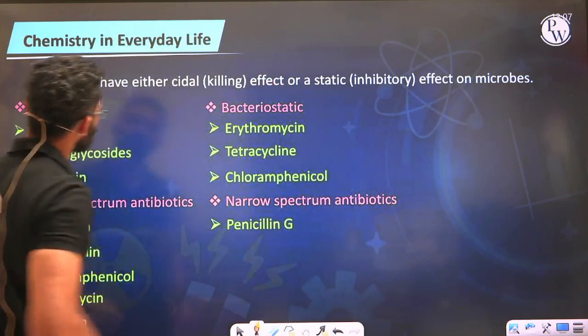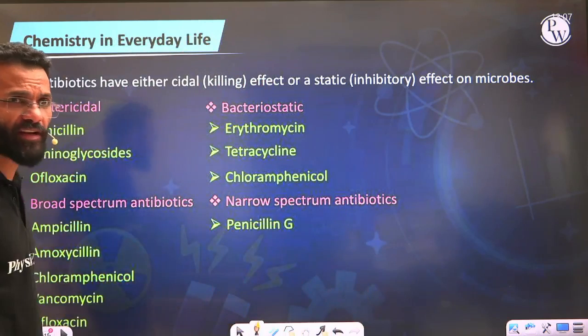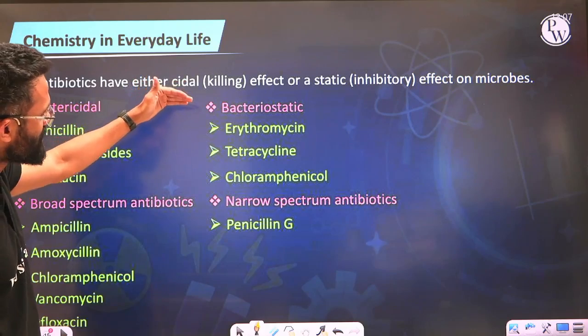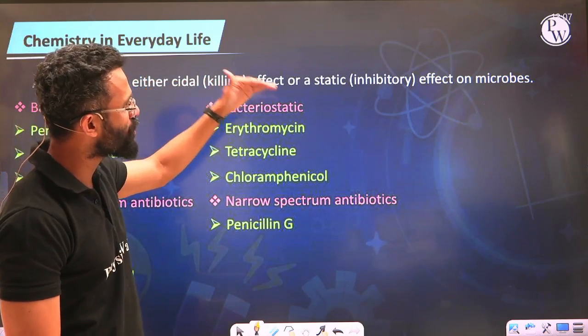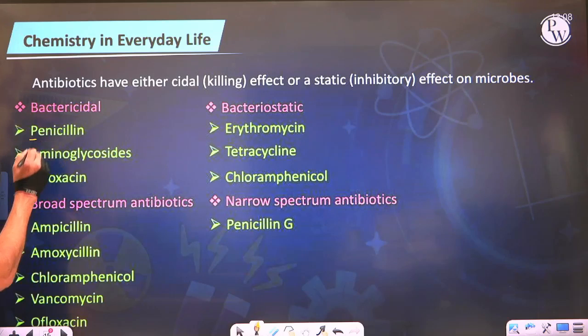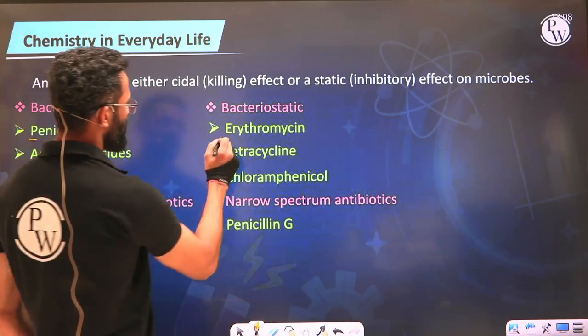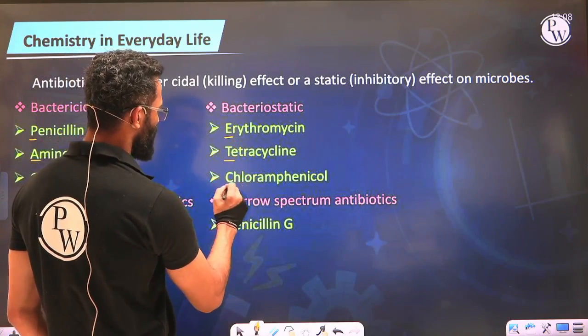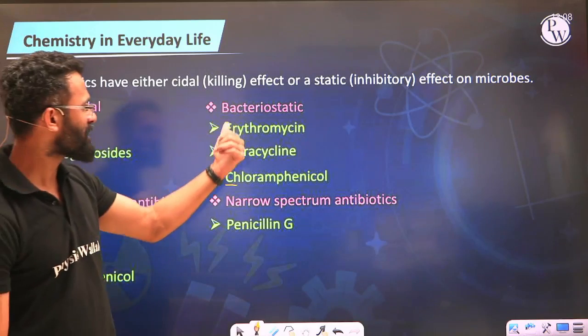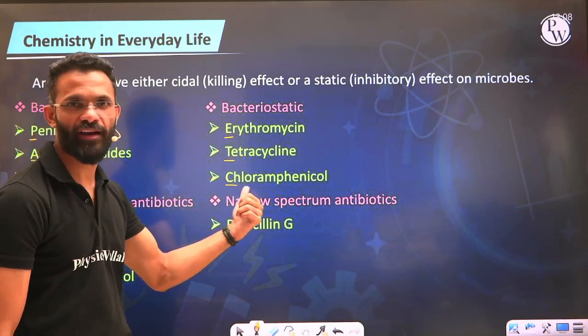Alright guys, here. So like we said, antibiotics we classify in two ways. First way of classifying is bactericidal, which has the ability to kill the bacteria, and bacteriostatic, which basically stops the growth of the bacteria. Some examples of bactericidal are penicillin, aminoglycoside and ofloxacin, whereas bacteriostatic are erythromycin, tetracycline and chloramphenicol. I repeat, bactericidal are the ones which kill the bacteria. Examples are penicillin, aminoglycosides and ofloxacin, whereas bacteriostatic are erythromycin, tetracycline and chloramphenicol.